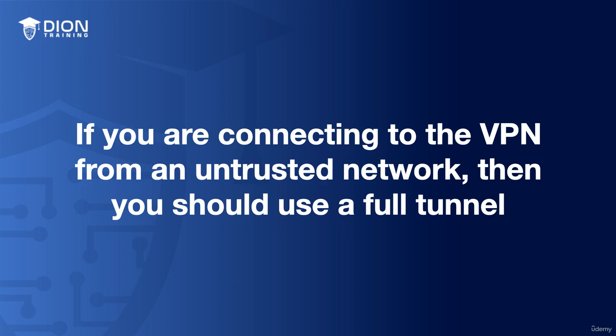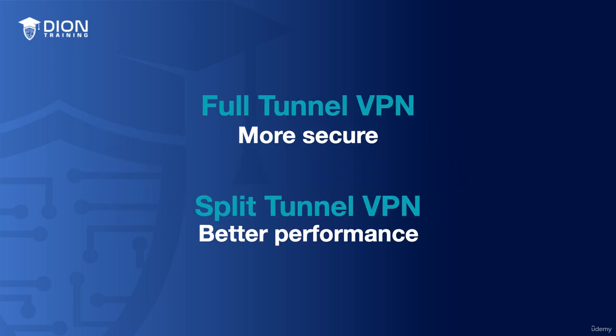For this reason, if you're connecting to a VPN from an untrusted network, such as Wi-Fi at a hotel or coffee shop, then you should opt to use a full tunnel VPN instead. A split tunnel does, however, give you better performance because it routes all of the internet-based traffic directly to those servers and bypasses the entire headquarters network. So as you can see, there are trade-offs between security and performance. For more security, use a full tunnel VPN. For better performance, use a split tunnel VPN.